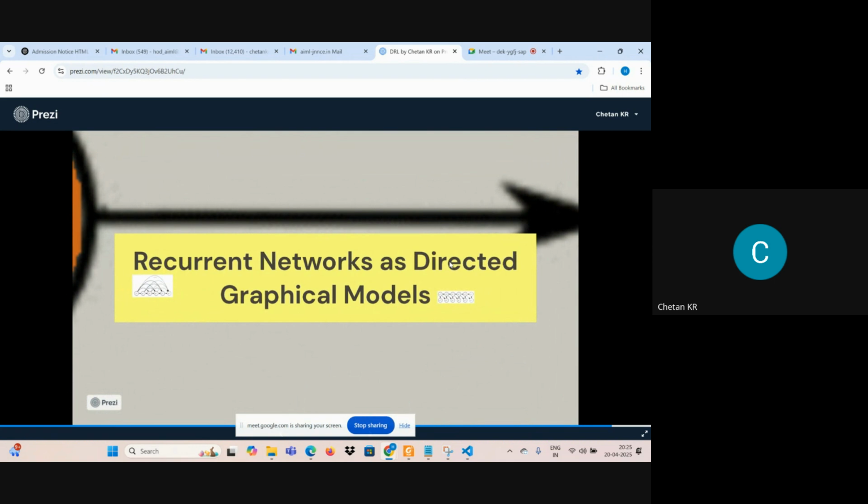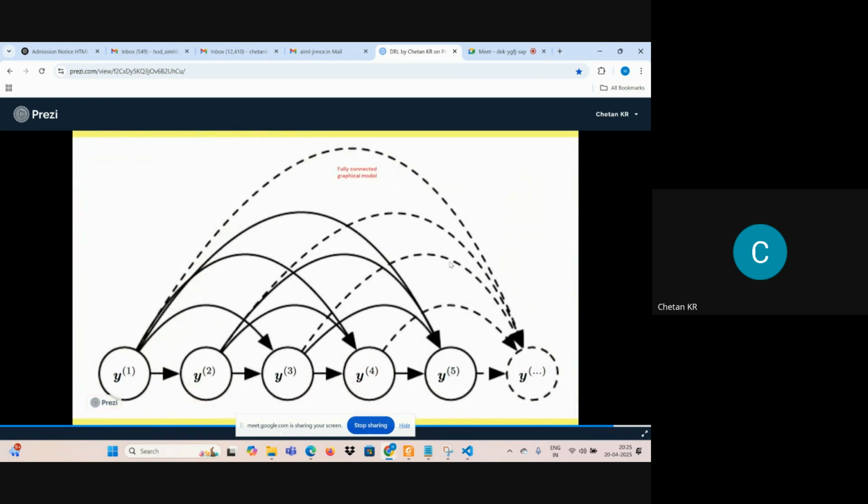Next, recurrent networks as directed graphical models. There are two directed graphical models. In one directed graphical model, from the current output you get the next output. To get Y3, it depends on Y2 as well as Y1. Y4 depends on three things: Y3, Y2, Y1. Every output depends on all the previous outputs. That is one directed graphical model, where the current output depends on all previous outputs. That is called fully connected.